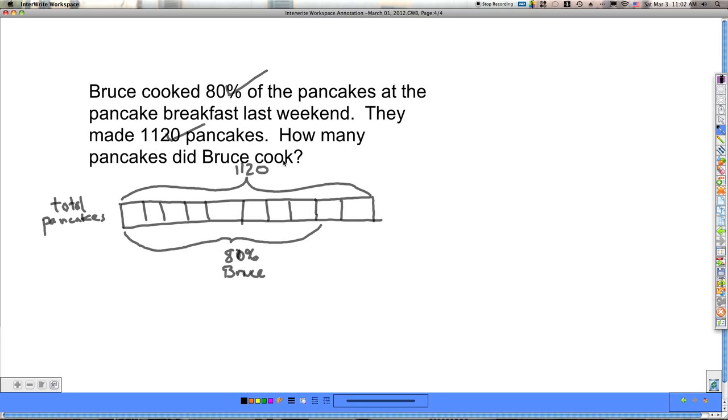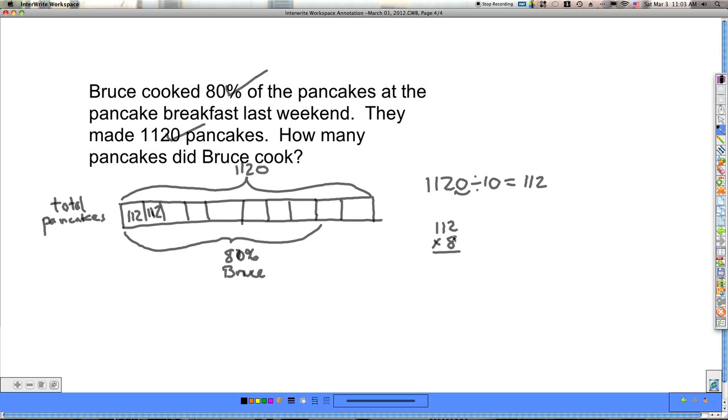How many did Bruce cook? Well, I've got 10 units that equals 1,120. So I'm going to divide 1,120 by 10, move the decimal over one place, and that's going to give me 112. So each of these units is equal to 112. And hopefully by now you recognize I don't have to write 112 in all of these units, but do that if that's going to be helpful to you. But I see that I'm going to need 8 units of 112 to find out how many Bruce cooked.